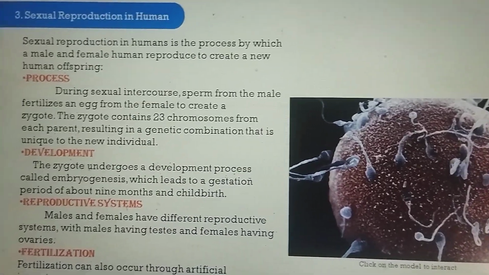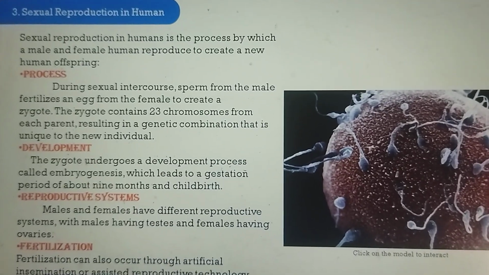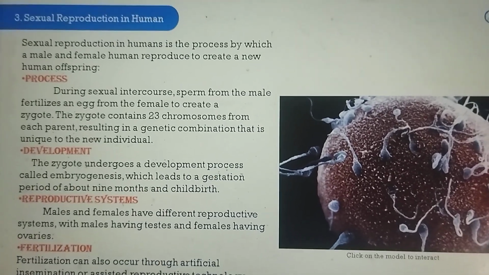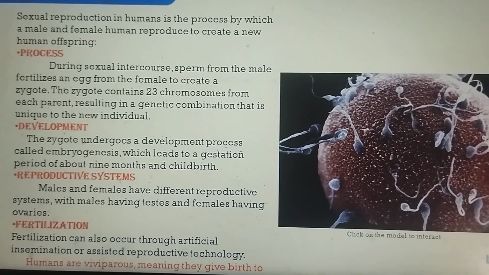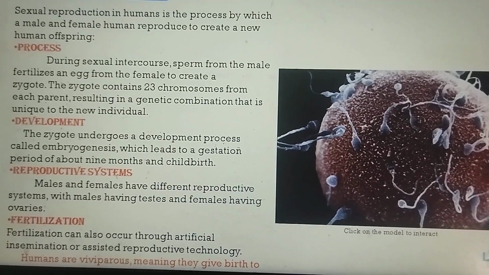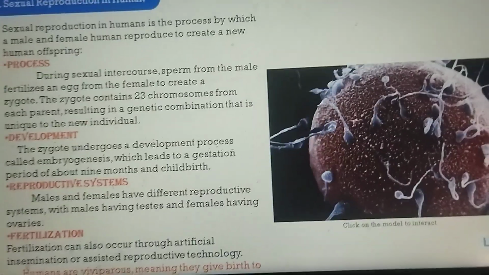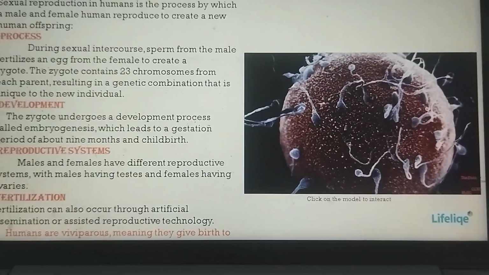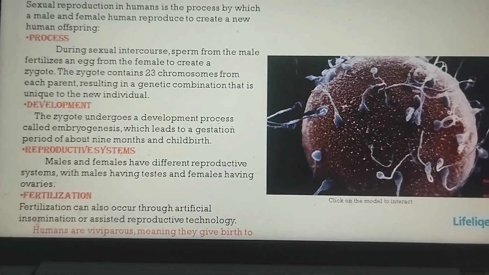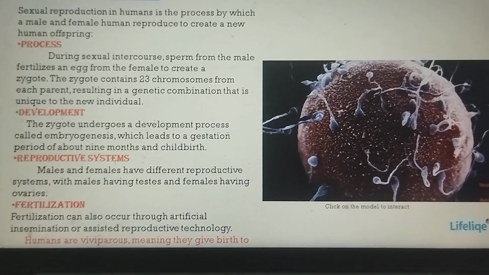Now, what is sexual reproduction in humans? Sexual reproduction in humans is the process by which a male and female human reproduce to create a new organism, like human offspring. What exactly is happening in this process? We'll get to know the process. Now, you can see in the diagram the sperms, right? So, we'll get to know what exactly the process is.